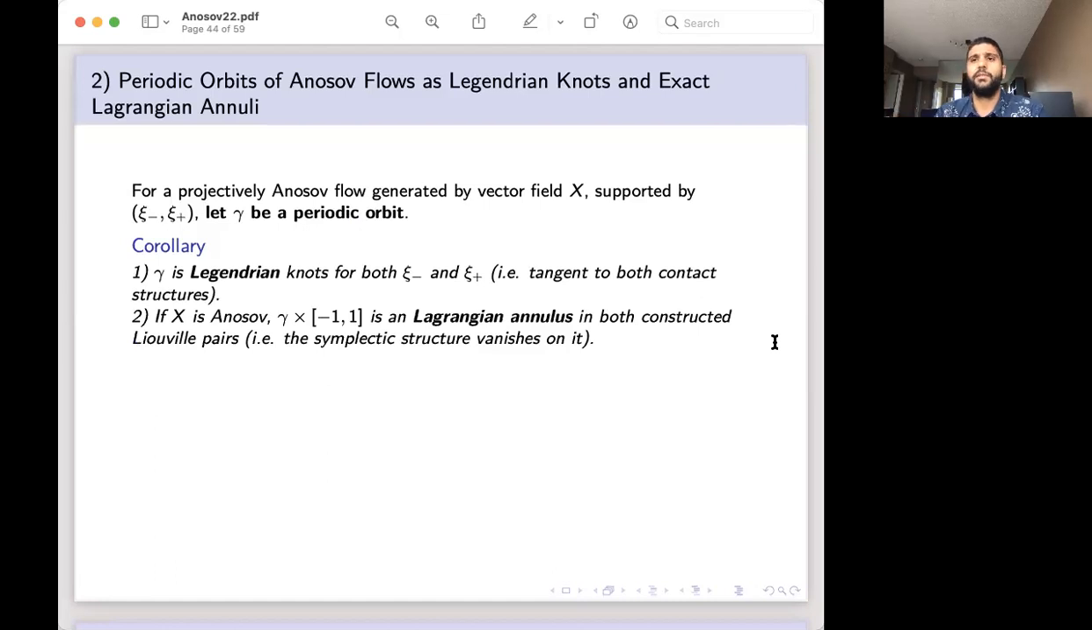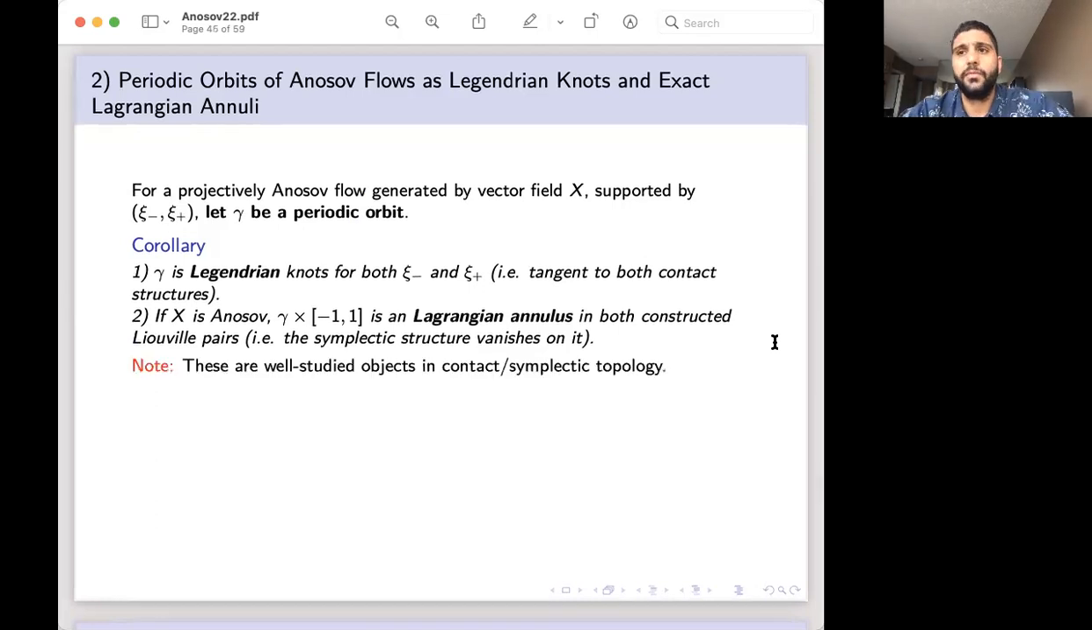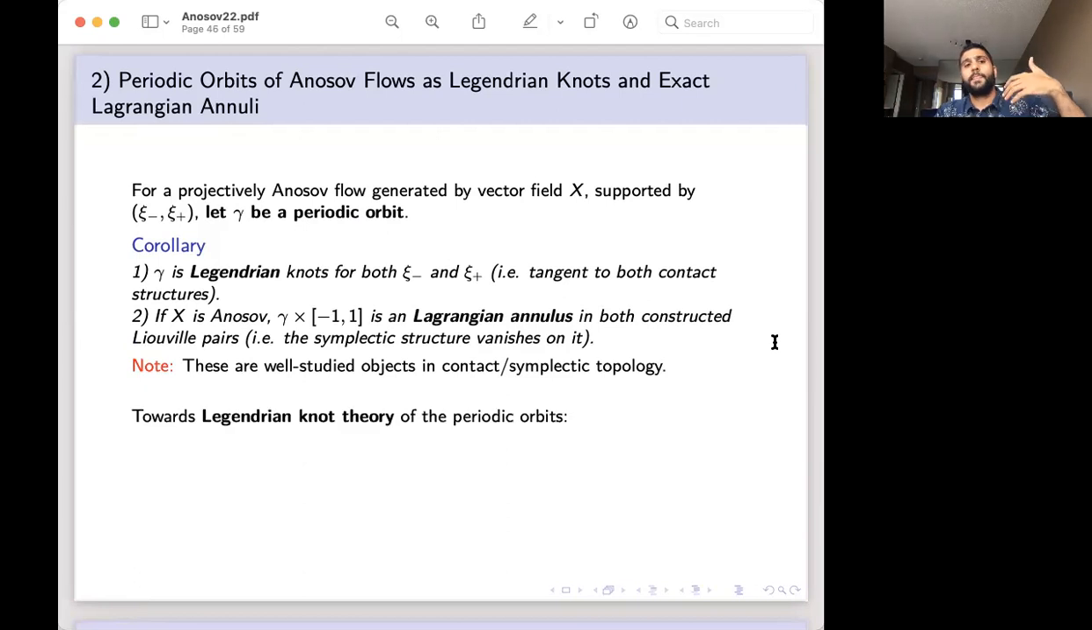Being Lagrangian annuli means that the restriction of the symplectic structure on these annuli is going to vanish. And actually, they are exact Lagrangian annuli. The point is that these are very well studied and well-known objects in contact and symplectic topology, and tools can now be transferred to, for instance, understand the knot theory of these periodic orbits.